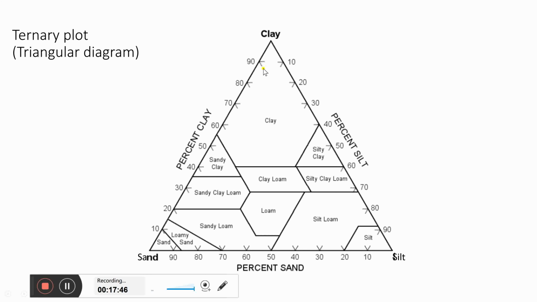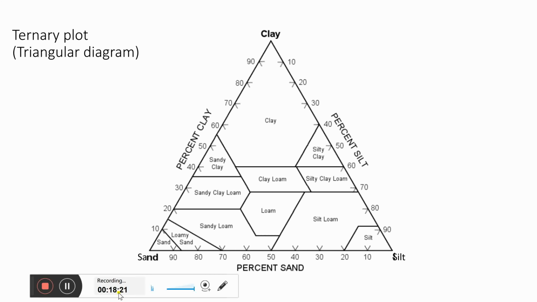Let's suppose I have a sample and I measure the different percentages of sediments deposited in that particular rock, and I fall somewhere here, which means this is the clay area. In the sample I have in my hand, that will be clay. If I analyze a sample and that falls somewhere here, then I can assess what type of lithology that is.